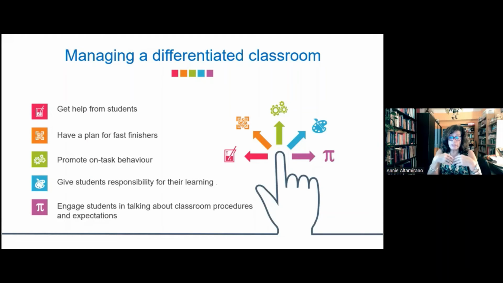Also, promote on-task behavior. Make it clear to students that this will help them do better quality work. Give them responsibility for their learning. This will make classroom management more effective and help learners become more independent. And also engage students in talking about classroom procedures and expectations. Have conversations every now and then about what you are experiencing individually and as a group. We don't normally ask students how they feel about the things we do in the classroom. This will help also manage a differentiated classroom.